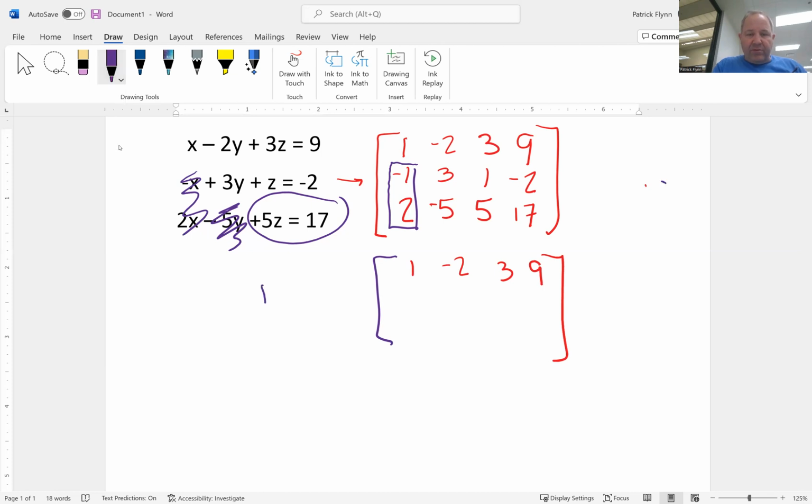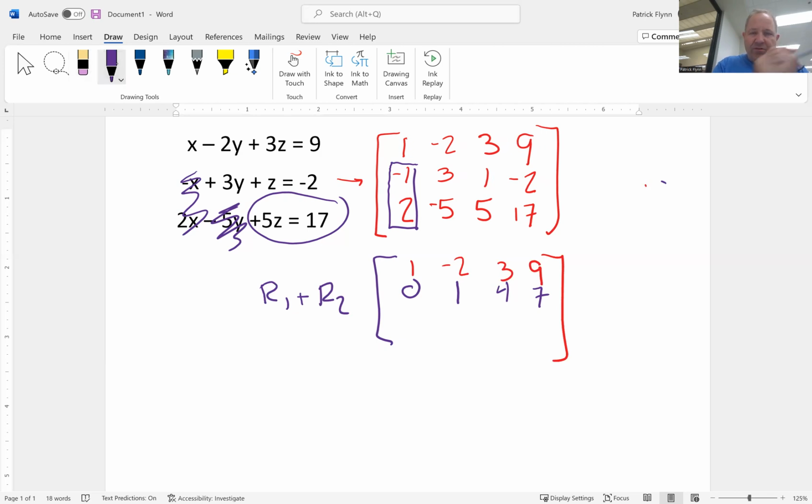I think what I'm going to do is I'm going to take the first row and add it to the second row. So 1 plus -1 is 0. -2 plus 3 is 1. 3 plus 1 is 4. And a 9 plus a -2 is 7. Okay. So we're kind of getting there.